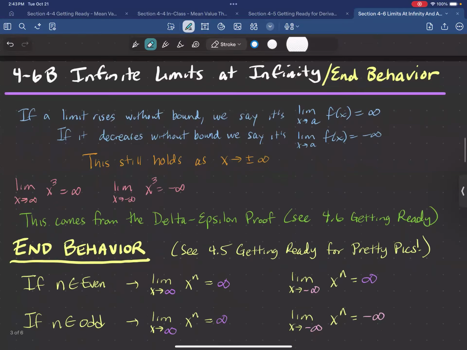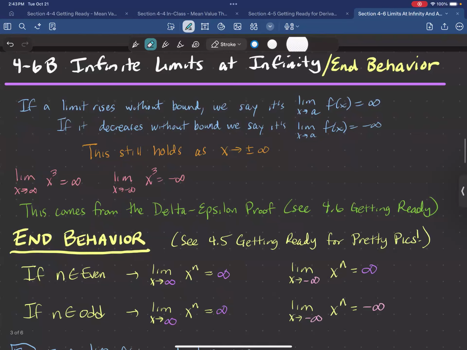But what it boils down to, we have x to the n. If n is even, it doesn't matter if I'm approaching positive infinity or negative infinity, the end result is infinity. Okay? Like let's say this is x squared, x to the 4th, x to the 12th, stuff like that.